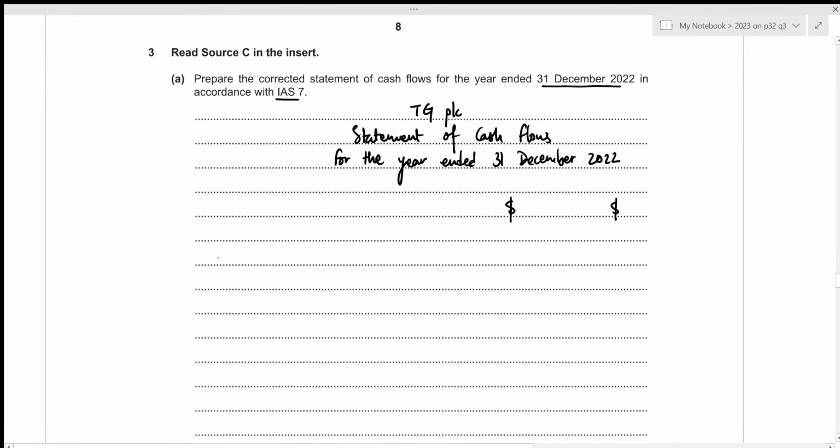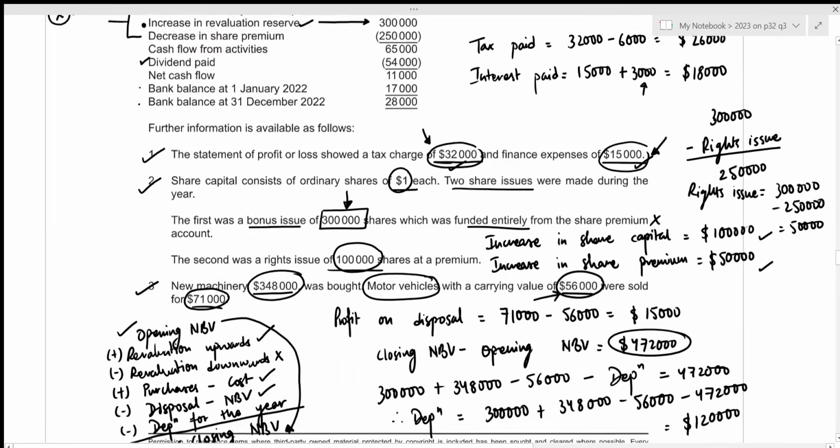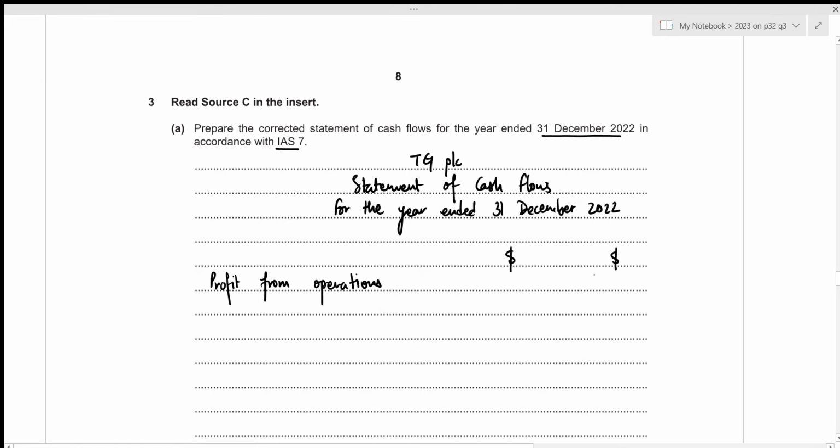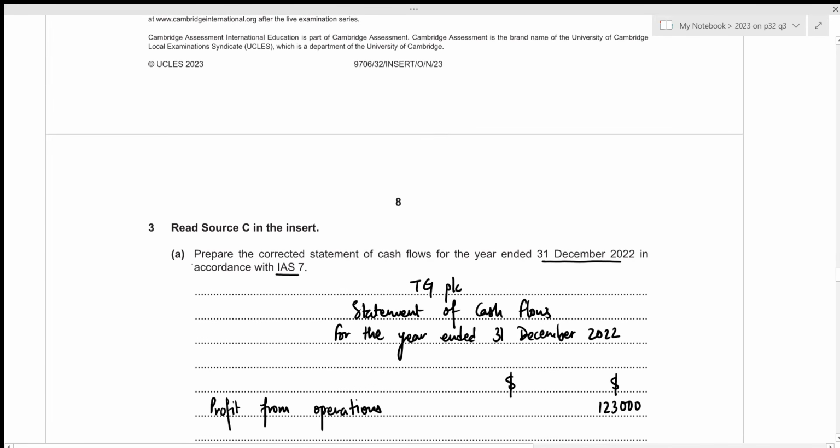We first start with our operating activities section, and within our operating activities section we can start with profit from operations, which we have already figured out to be 123,000. Okay, then the next thing that we need to do after including the profit from operations is we need to adjust for any non-cash expense, and the non-cash expense is depreciation. And we are excluding the depreciation because depreciation does not result in any sort of cash inflows or outflows.